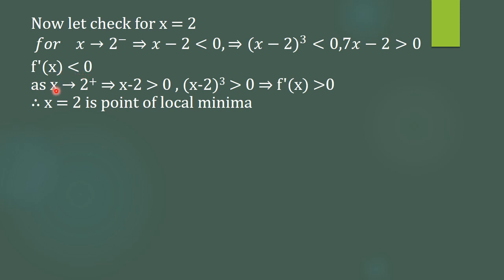And as x tends to 2 plus, x minus 2 will be positive, this is also positive and f dash of x will be positive. First it was decreasing, then it starts increasing, so this is a local minima. So x is equal to 2 is a point of local minima.